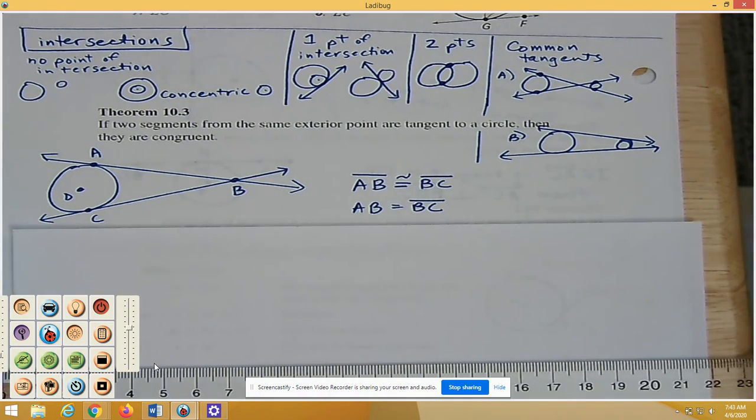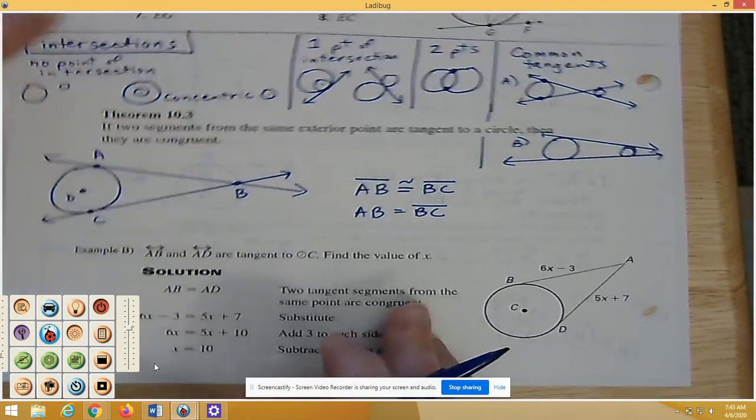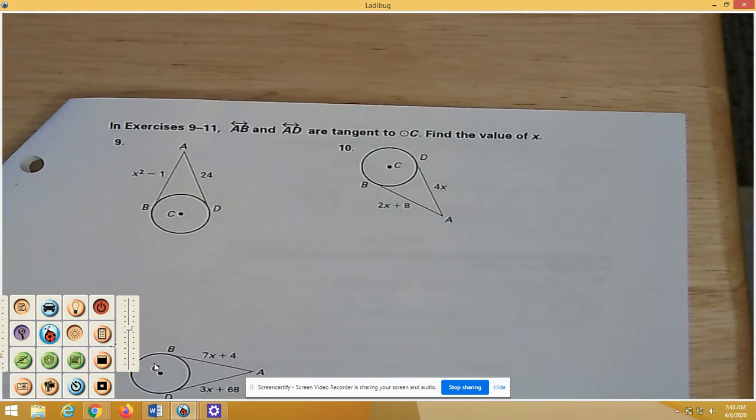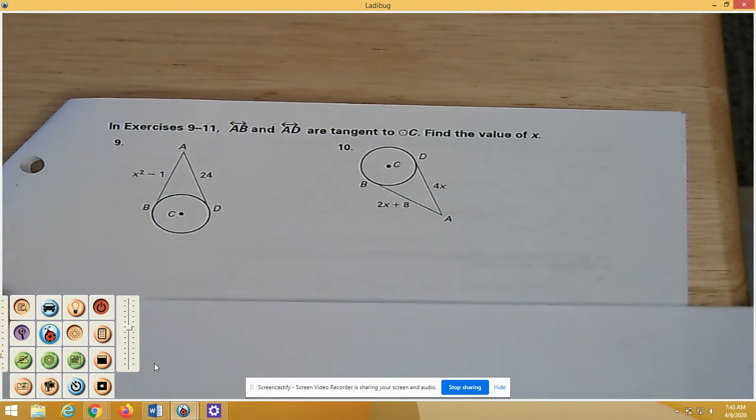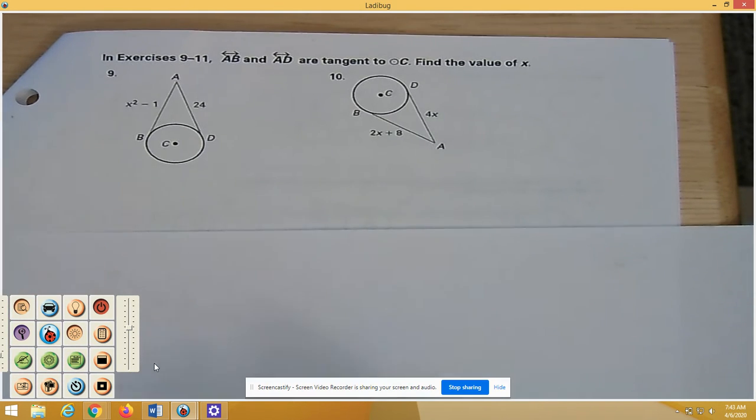So what I thought would be the most helpful is if we went over to examples 9 and 10 over here. So I'm on the third page of your packet. And we're just going to do these last two examples for this week. So in exercises 9 through 11, I'm just going to do 9 and 10. Line AB and line AD are tangent to circle C. Find the value of X.